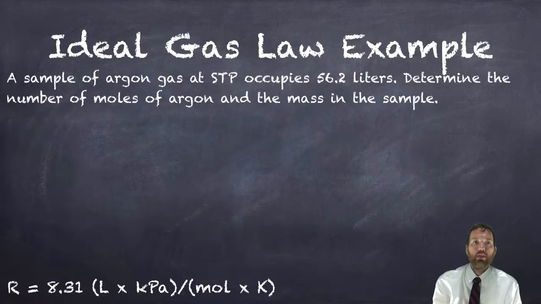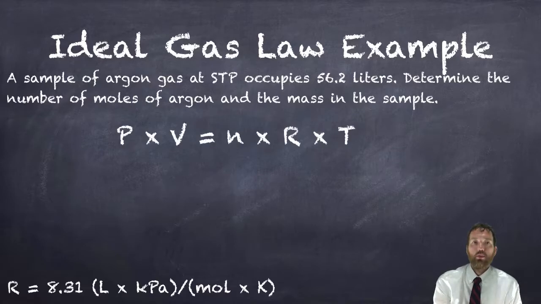So here's an example. A sample of argon gas at STP occupies 56.2 liters. Determine the number of moles of argon and the mass in the sample. So when you get to this part of the question, it says determine the number of moles. You should know that none of the gas laws we've learned are going to help you solve this. They only solve for pressure, temperature, or volume. If you see moles in a problem or they're asking you to solve for moles, it's most likely an ideal gas law question.